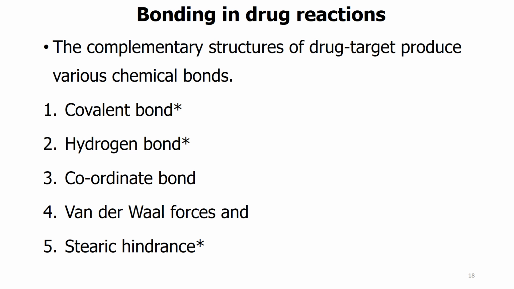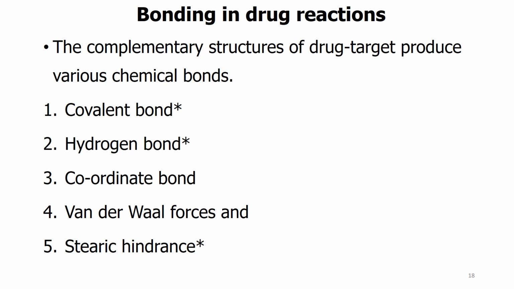We now look at bonding in drug reactions. The complementary structures of drug and target produce various chemical bonds, such as covalent bond, hydrogen bond, coordinate bond, van der Waals forces, and steric hindrances. Of these bonds, three are of importance to us as students of biochemical pharmacology. These three are covalent bond, hydrogen bond, and steric hindrances.